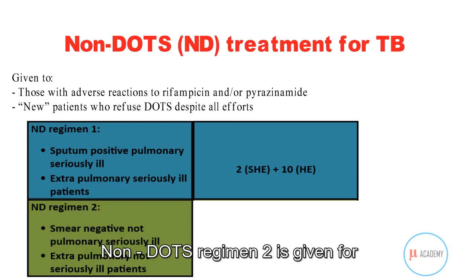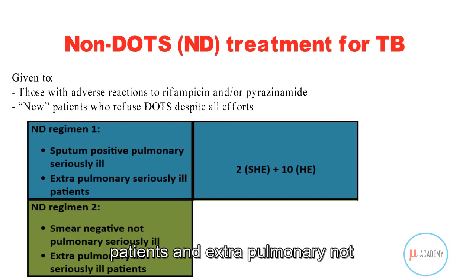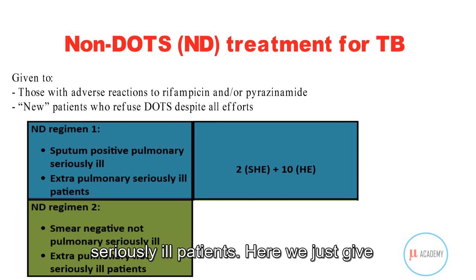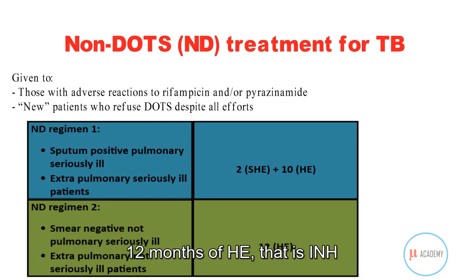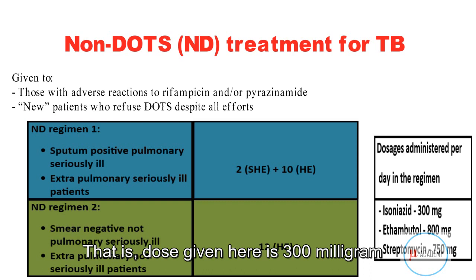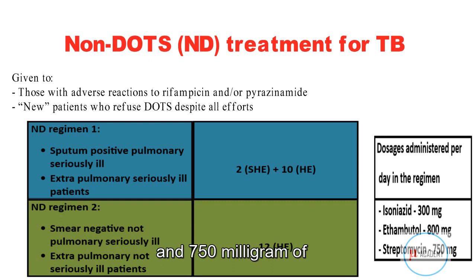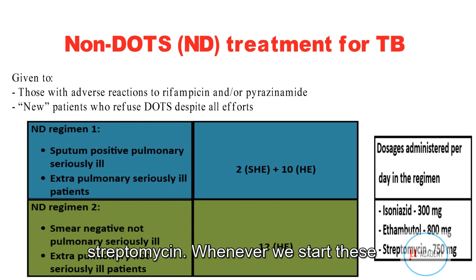Non-DOTS regimen 2 is given for smear negative pulmonary not seriously ill patients and extrapulmonary not seriously ill patients. Here we just give 12 months of HE, that is isoniazid and ethambutol. The dose is different, that is the dose given here is 300 mg of isoniazid, 800 mg of ethambutol and 750 mg of streptomycin.